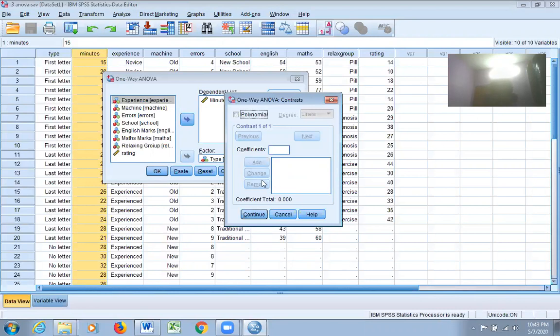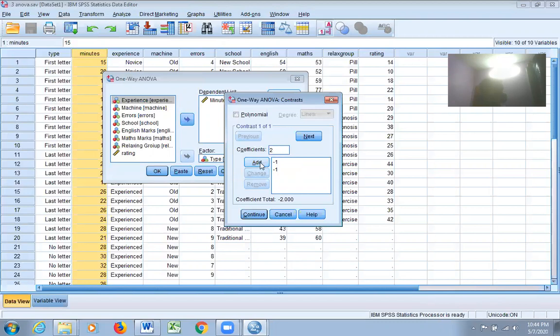To do so, I should create the coefficients. The coefficient total should always be equal to 0. That means if you assign -1 and -1 to two groups, then you have to assign +2 for the other group so that the coefficient total becomes 0. For example, I add -1 for the first group, and I add -1 in the second group. So the first and second groups will be combined into a single group. This group will be compared with the third group, namely the no letter group.